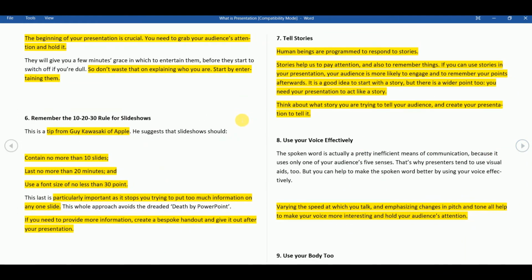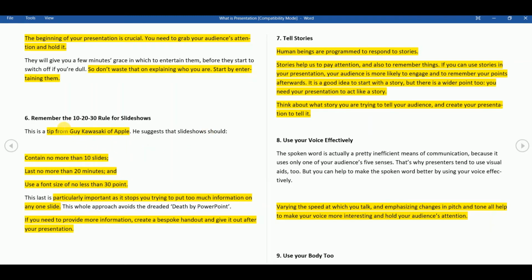The beginning of the presentation is crucial, so you need to grab your audience attention and hold it. So don't waste time on explaining who you are, what you've achieved. Start by entertaining them, start by directing their focus on the key points that you want to pass across, and that will help them to stay focused and to keep giving you your attention, the attention that you need in order to explain and to pass on your message.